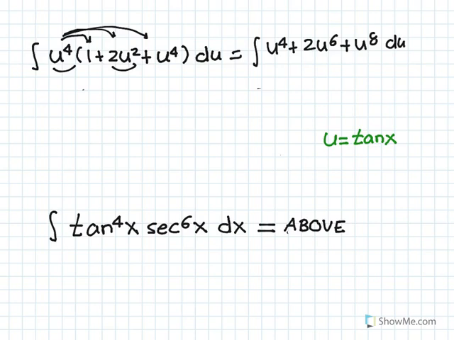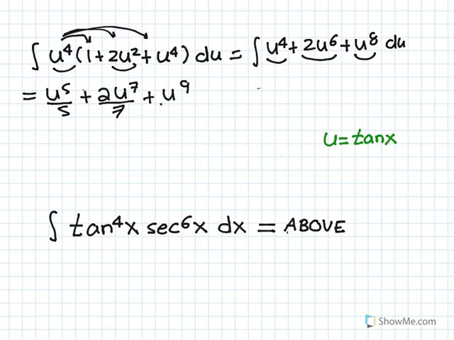So now we're going to integrate term by term, reverse the power rule. So what we're going to get is u to the 5 divided by 5. Applying the reverse of the power rule to u to the 4, add 1 to the exponent, divide by the same number, plus, and integrate 2u to the 6. Reversing the power rule, we get 2u to the 7, divide by 7. And integrate u to the 8, we get u to the 9, add 1 to the exponent, and divide by the same number, plus c.